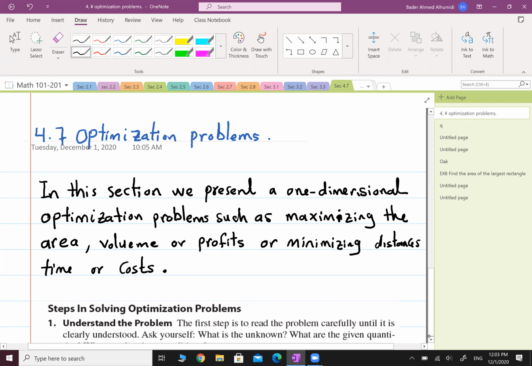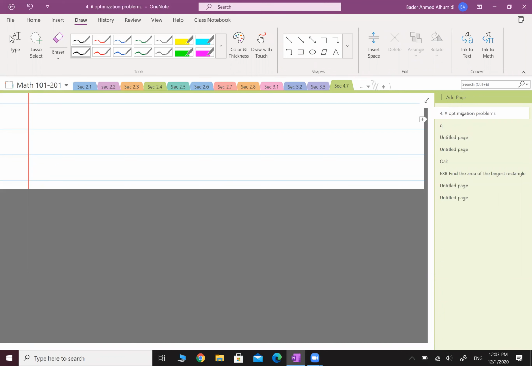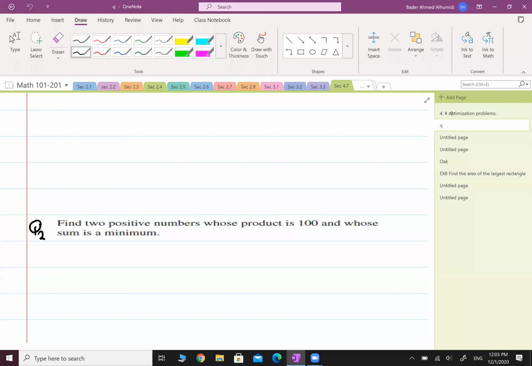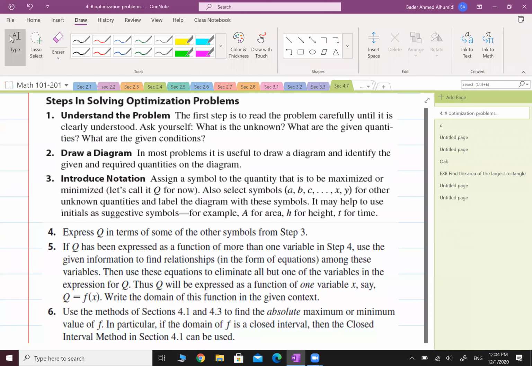What are they? The first one says, let me just move a little bit here and then come back, okay? Because the OneNote is not responding. Now it is okay.